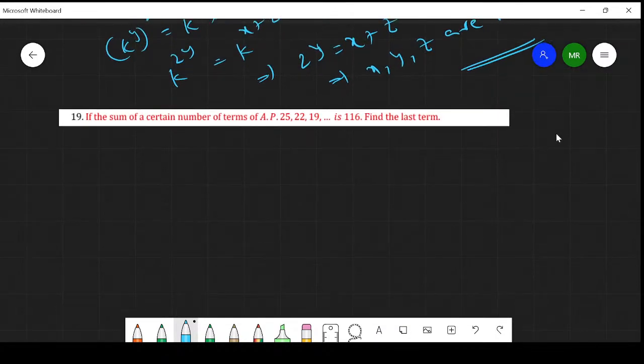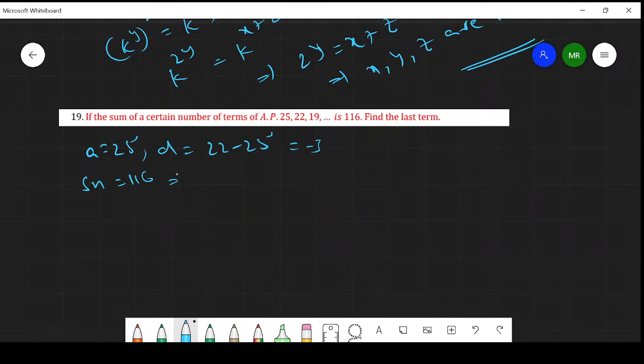Next one. If the sum of a certain number of terms in an AP is given as 116, find the last term. So I can write the given series: a is equal to 25, common difference is 22 minus 25, that is T2 minus T1, which is minus 3. The given sum of a certain number of terms, let it be Sn, is equal to 116.